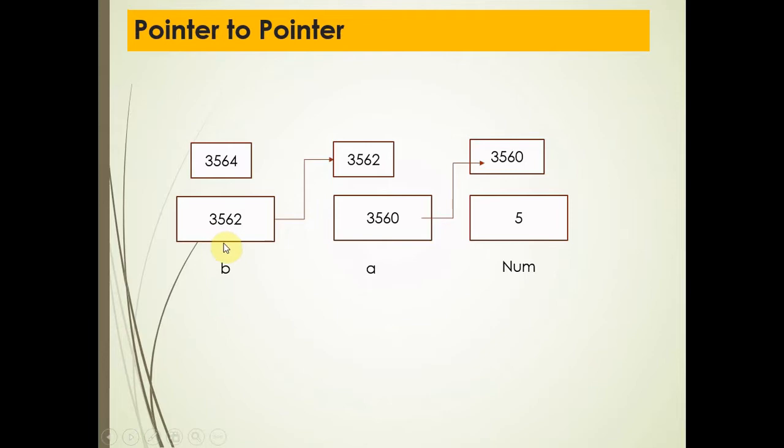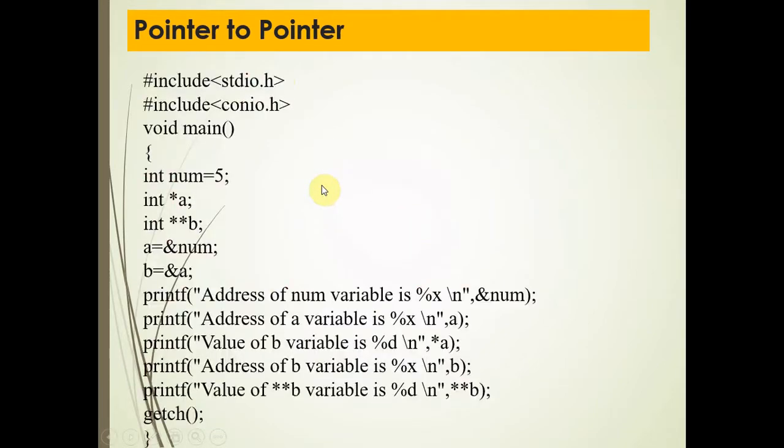And in this example, this variable B contains the address of A. So B directly points to the value of num, that is 5. Suppose you want to print the 5 with the help of B, so you have to write asterisk asterisk B. Print double asterisk B, then it will print the value of num, that is 5.